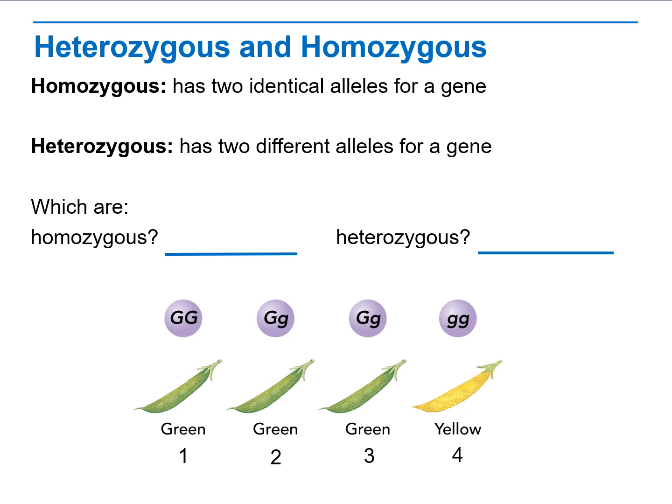So if we look at these sample plants, which of them are homozygous for the height characteristic? I'm sorry, this is not showing height. Which of them are homozygous for the pod color characteristic? And which of the plants is heterozygous for the pod color characteristic? We see that plants 1 and 4 are both homozygous. 1 is homozygous dominant, 4 is homozygous recessive. And 2 and 3 are both heterozygous.